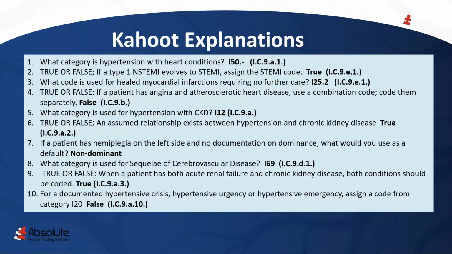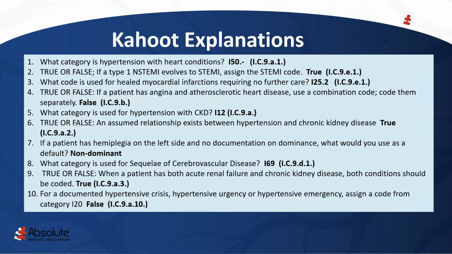Next question, if a patient has hemiplegia on the left side and no documentation on dominance, what would you code as a default? So you would code non-dominant. And the guideline we are referencing states that if a patient has hemiplegia on the left side and no documentation on dominance, use the default of non-dominant. And like I said, if the right side was affected without specification, you would default to dominant.